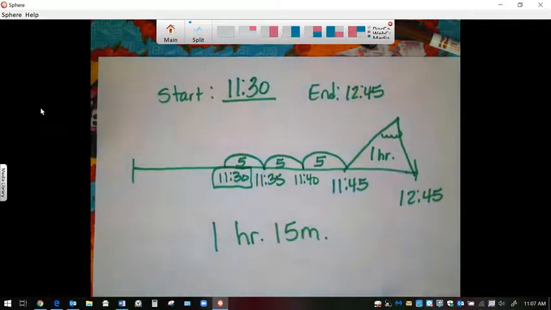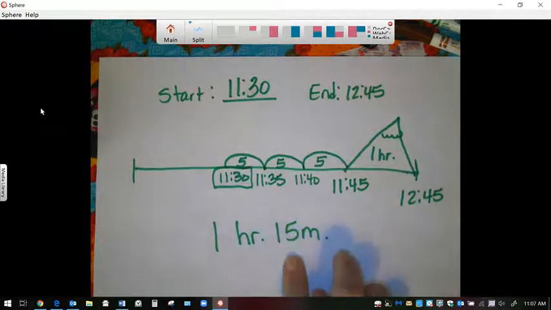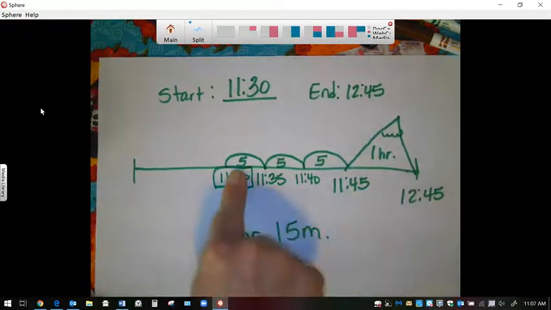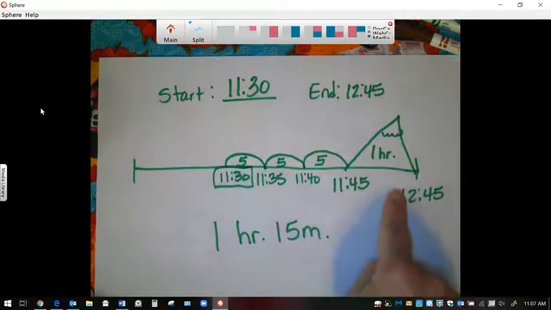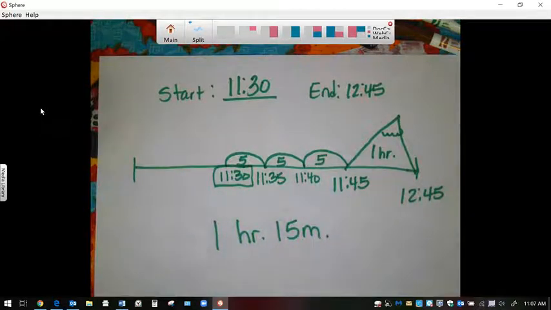And that's how you work an elapsed time problem. When it gives you the minutes and the hours, you're just going to work backwards, or work forward if they want to know what time it ends.